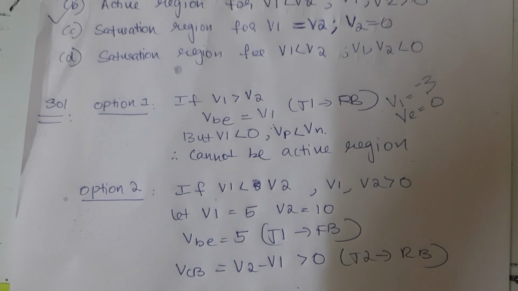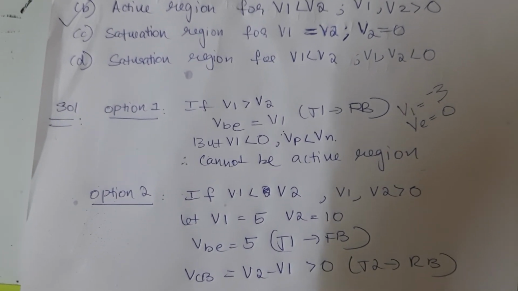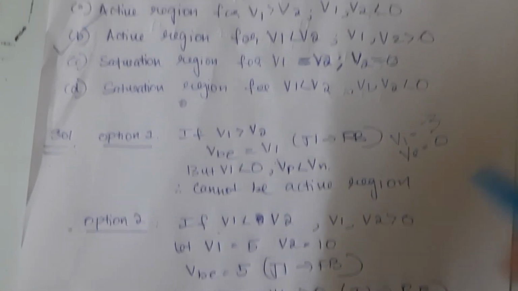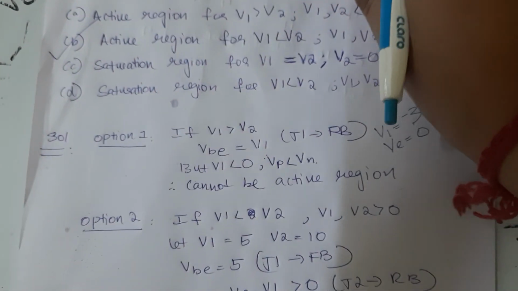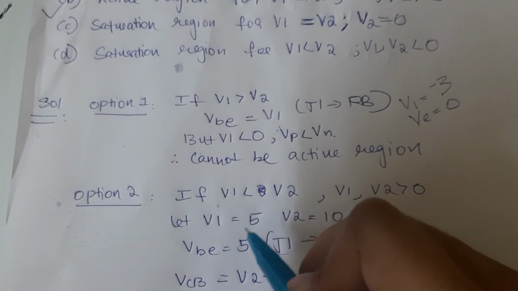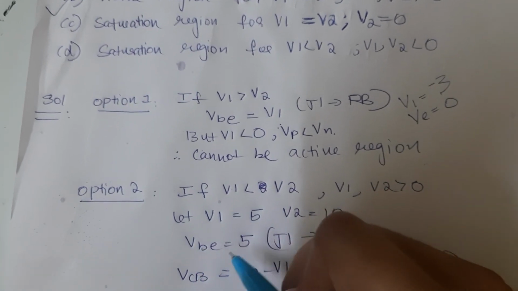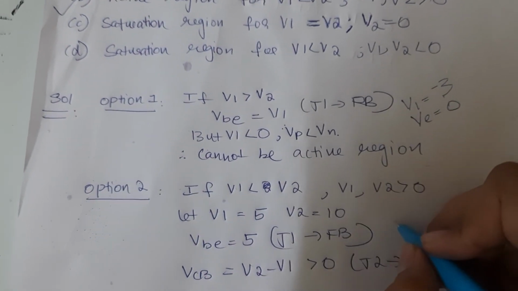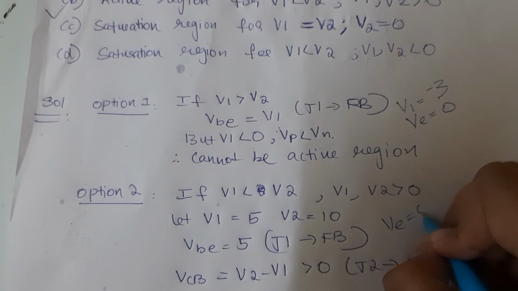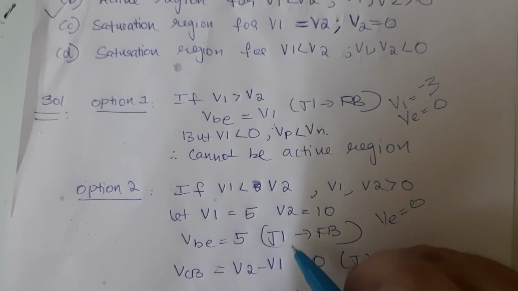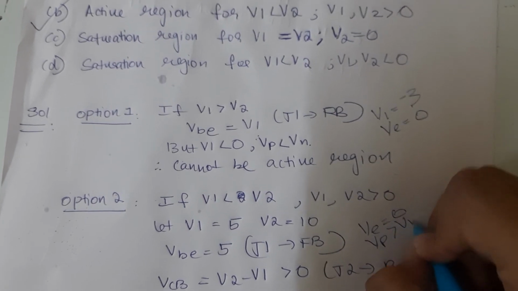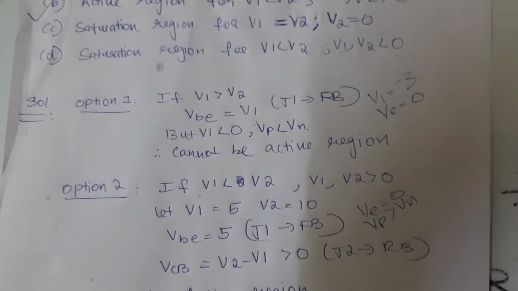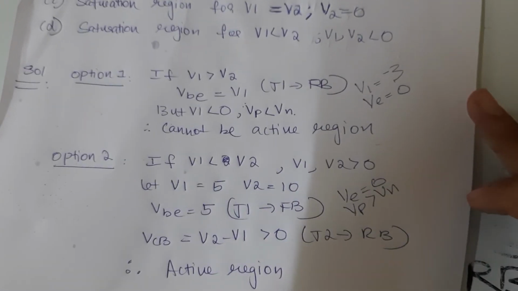Now let's see option 2. If V1 is less than V2 and both V1 and V2 are positive. So let's take an example. If V1 is 5, VBE will be 5 and VE is still 0. So junction 1 will be forward bias as VP is greater than VN. That is satisfying.